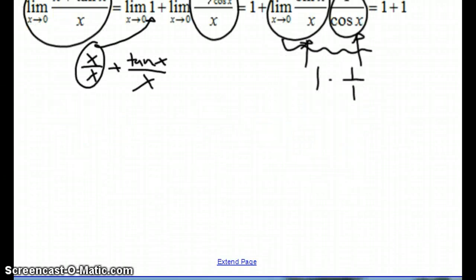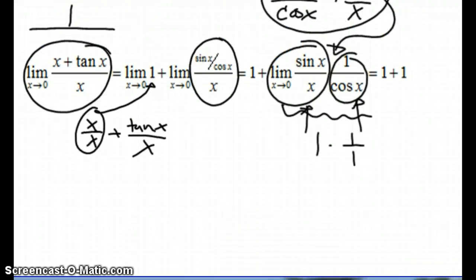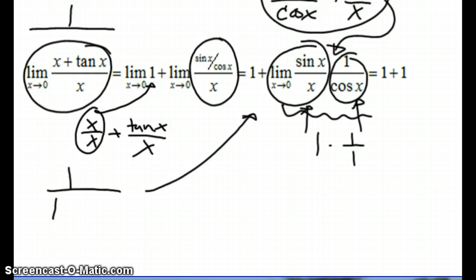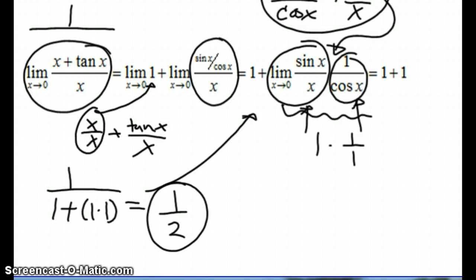So to put it all together, remember I had 1 over this stuff, 1 plus 1 times 1. So I get 1/2 as my final answer for the limit to 41.